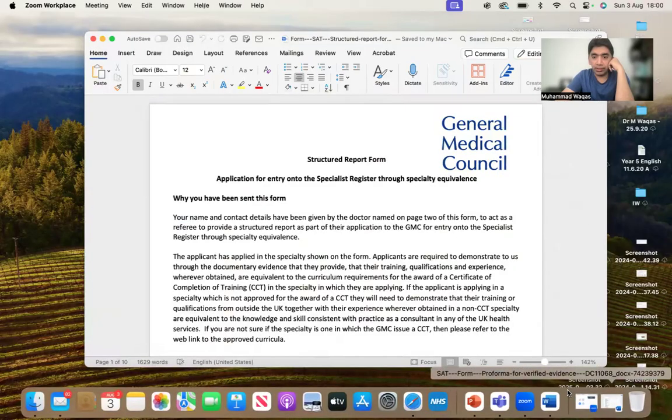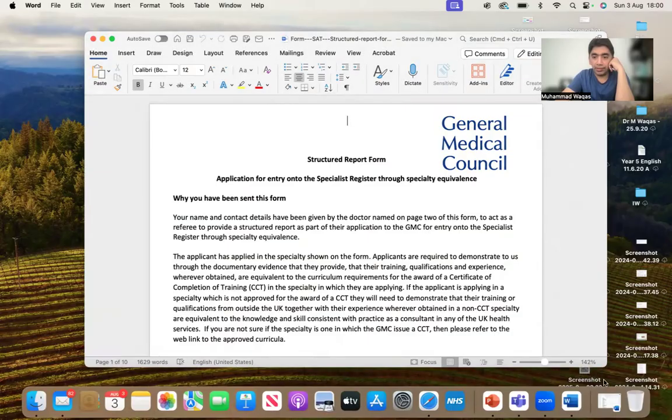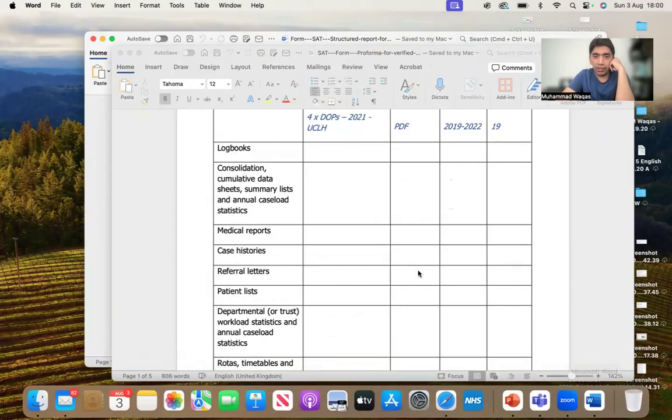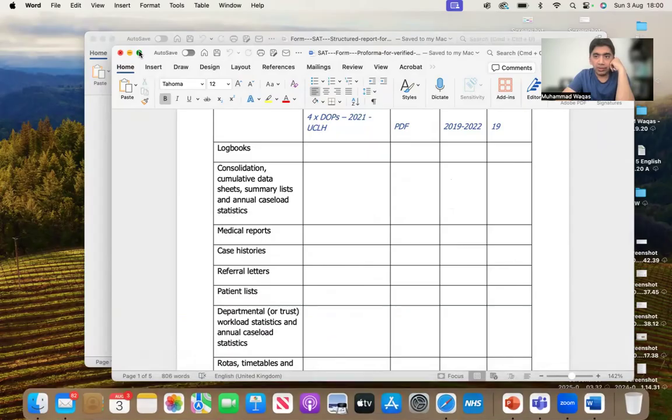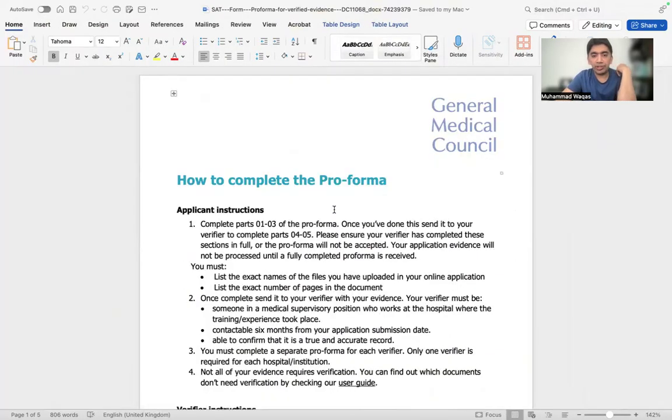Let me see if I find the performer. This is a very easy thing. Okay, I think it's here. No, it's here. That's a structure report form. Sorry. Yeah, that's a performer. So if you see, this performer is very easily available on the GMC website.